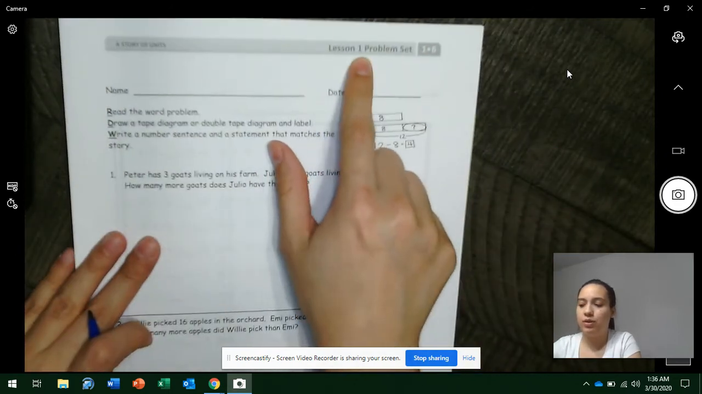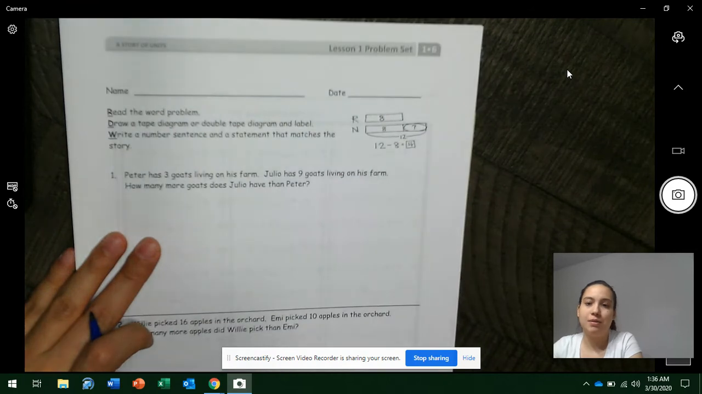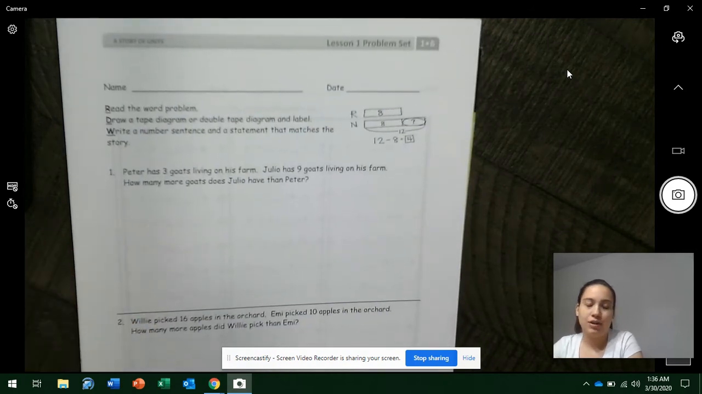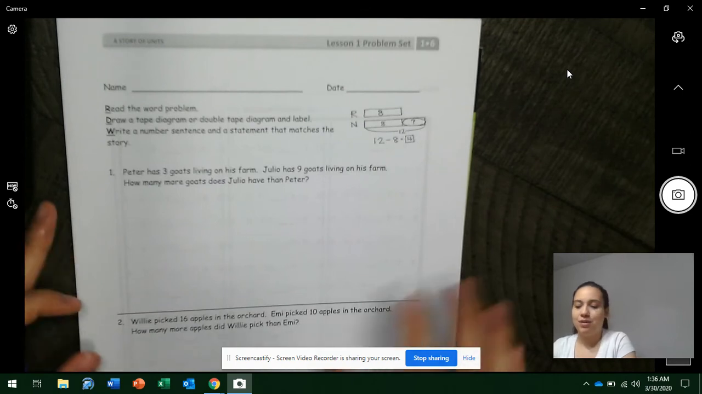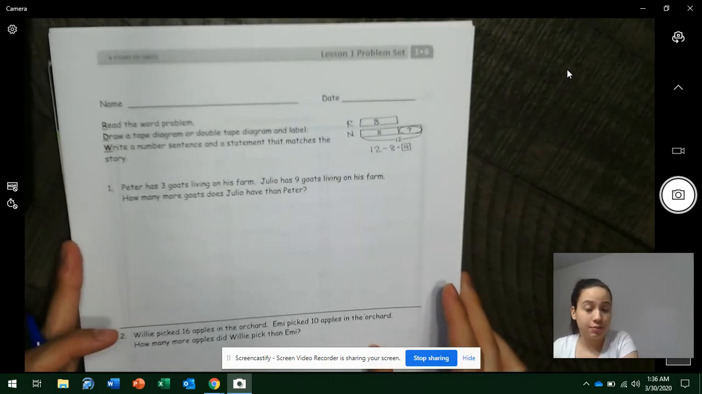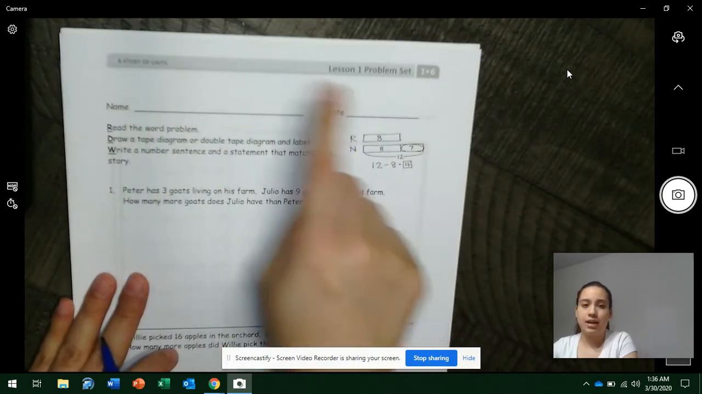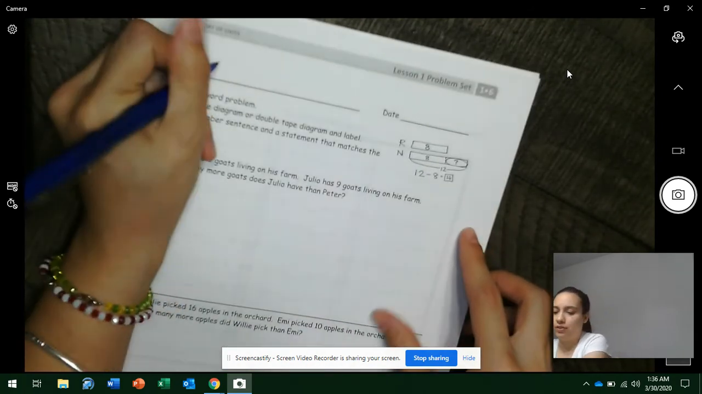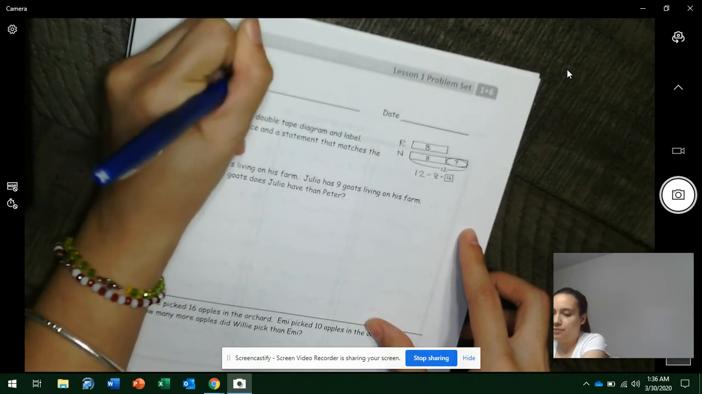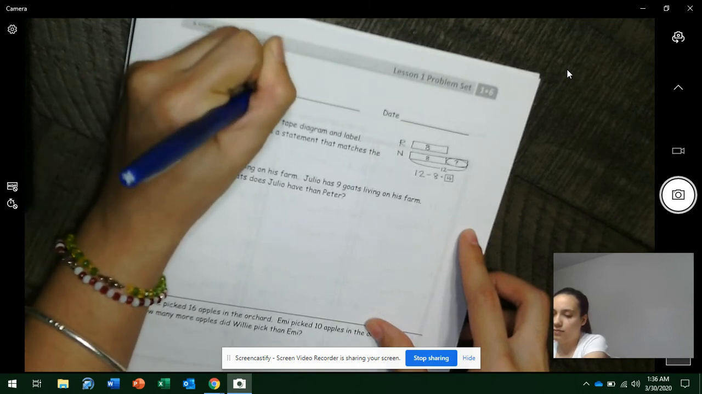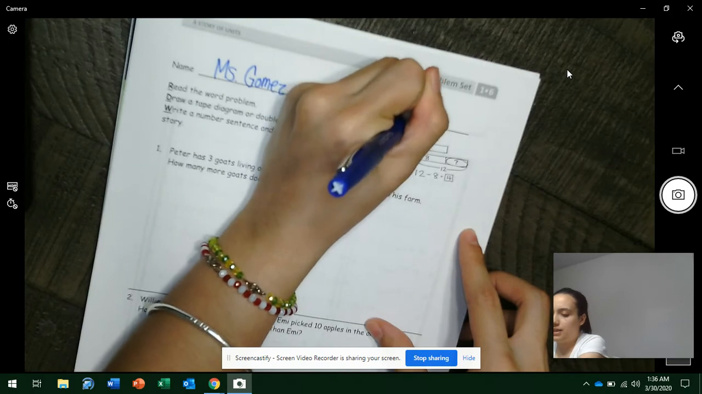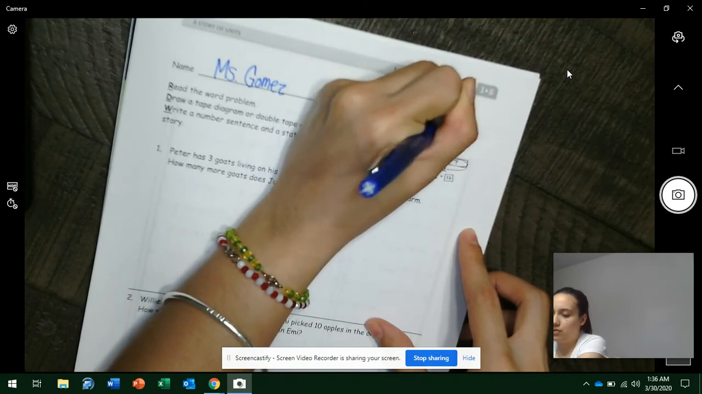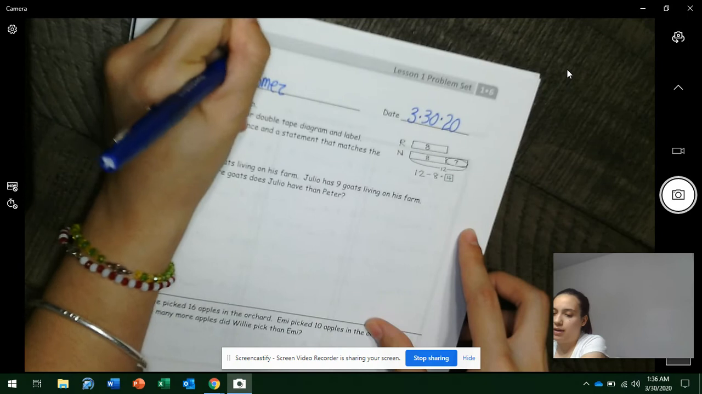It should say lesson 1 problem set, and it should be page 1. I'll give you some time to go ahead and find the page. Press pause if you need more time, and then you can press play. Awesome. So now, just like in the classroom, remember, we have to write name, date, and goal. I'm going to write it and then I will put it on. I'm going to write my name, today's date, March 30th, 2020, and my goal up here.